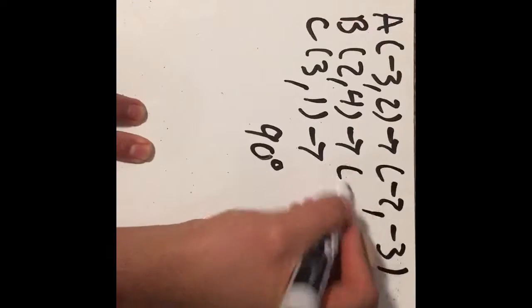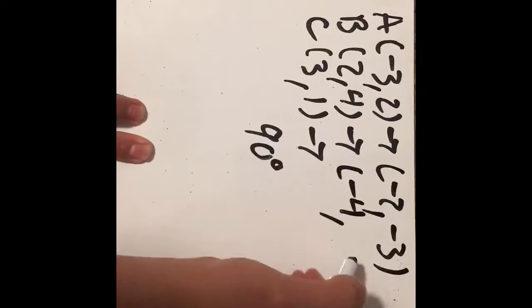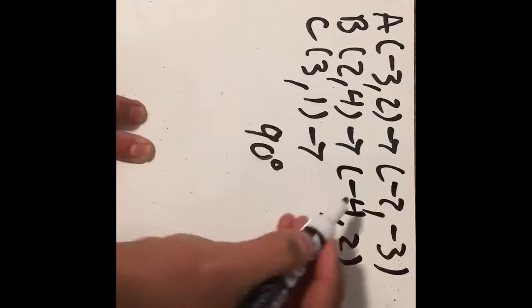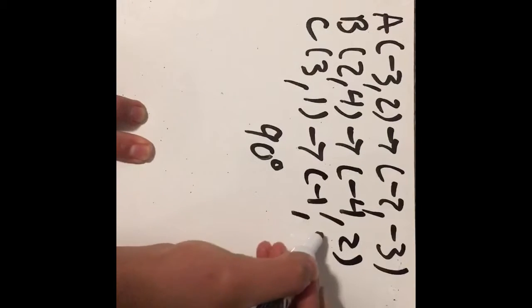We will do the same for here. We will put (negative 4, 2). And then for here, we will get (negative 1, 3).